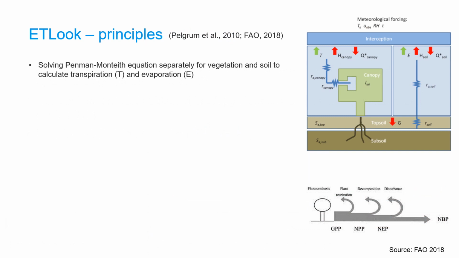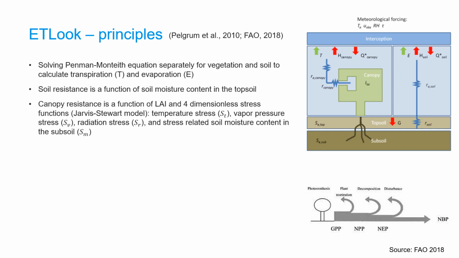The key principle of the ETLook model is to solve the Penman-Monteith equation separately for vegetation and soil to calculate transpiration and evaporation. Besides the net radiation and soil heat flux, soil resistance, canopy resistance, and aerodynamic resistance are derived from satellite data and climatic data. Soil resistance is a function of soil moisture content in the topsoil. Canopy resistance is a function of LAI and four dimensionless stress functions based on the Jarvis-Stewart model: temperature stress, vapor pressure stress, radiation stress, and stress related to soil moisture content in the subsoil.